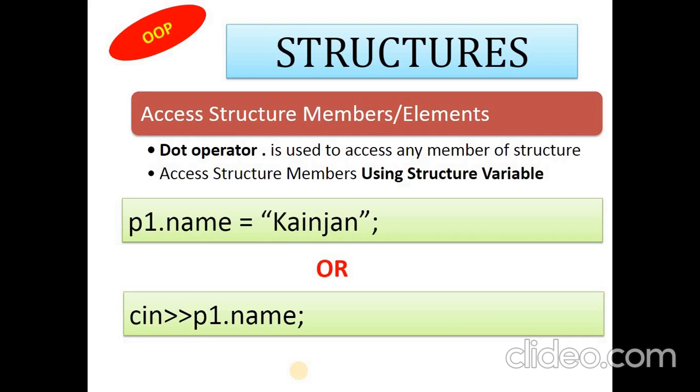For example, if you want to access name, you have p1 and p2 as two structure variables. So you can use either p1 or p2. When I write p1.name equals Kenjan, that means I am giving the first person the name Kenjan using p1.name, that is a structure variable. Or if I want the name to be taken from the user, I can write cin >> p1.name. Similarly, p1.gender, p1.age.